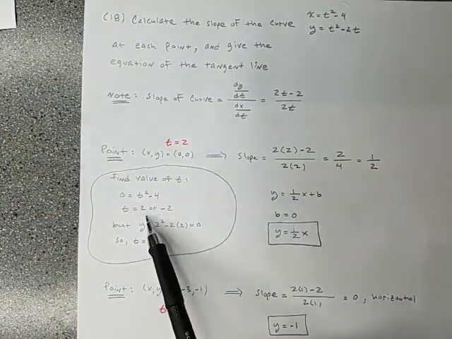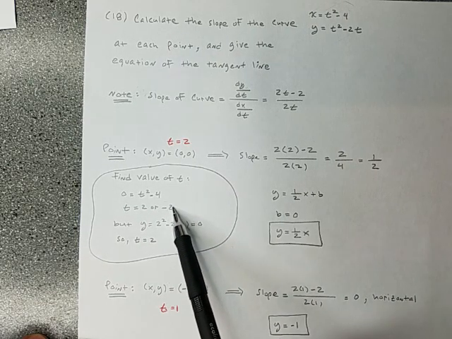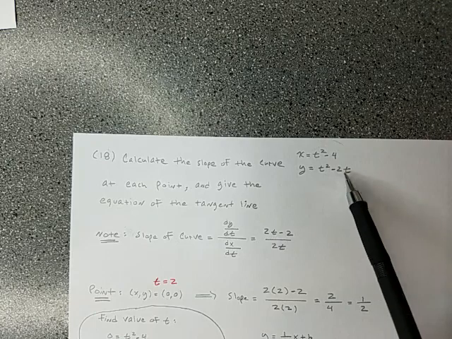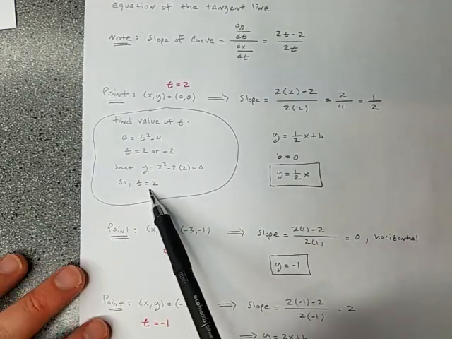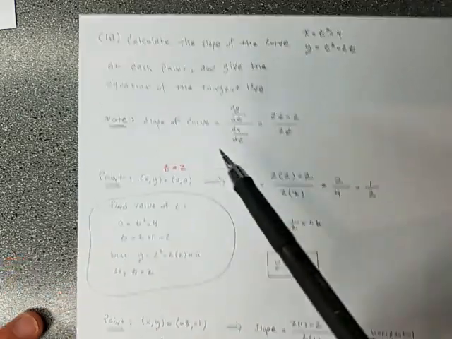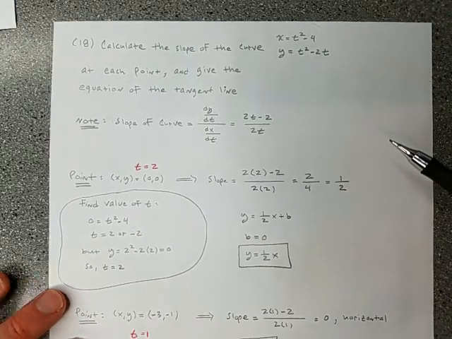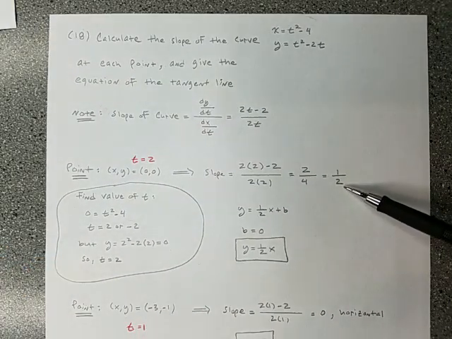And then we'll get two solutions. We'll get t is 2 or negative 2. But negative 2 through that doesn't give you y to also be 0. 2 does, okay? So 2 gives you x and y to both be 0. So t is equal to 2. All right, so I put that into this. I'll get 1/2 for the slope.